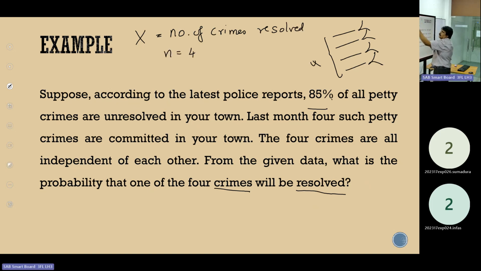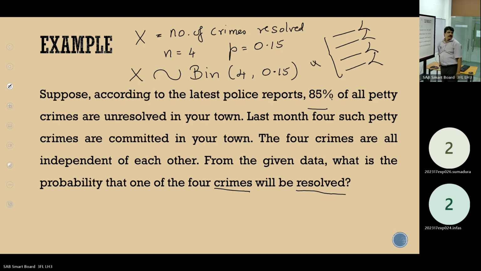N is 4. P now, for resolved, is 15%, so 0.15. Variable identified, parameters identified. Already we have checked that this is a binomial variable. So x follows Bin(4, 0.15). Variable identified, parameters identified, distribution identified. We know this as a binomial distribution, so there is a probability function. We have to write down the probability function.